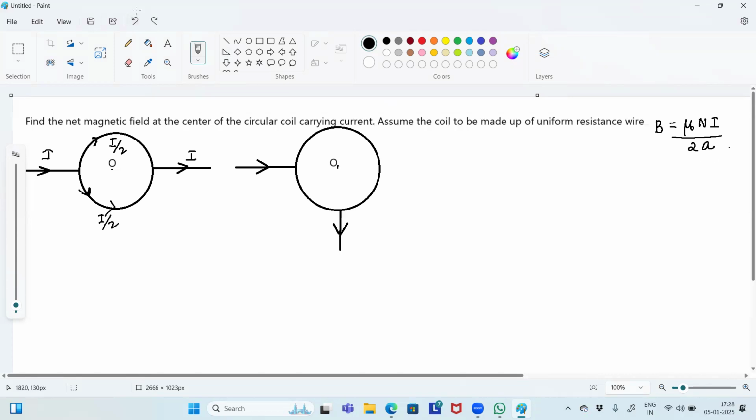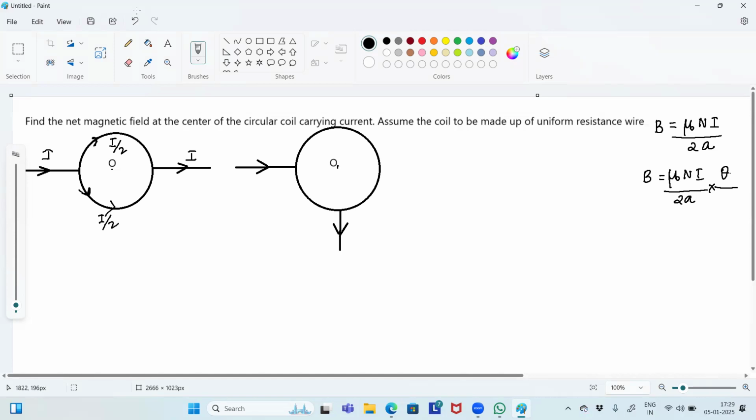If it's a full circle, this formula is valid. When it's a half circle, the field also becomes half. When it's a quarter circle, it becomes 1 by 4. For 3/4, it becomes 3 by 4. The general formula for finding the magnetic field due to any arc, 60-degree arc, 30-degree arc, etc., is the complete magnetic field, mu0 n I by 2 times the radius, times the angle you need to find, divided by 360. Full circle is 360.